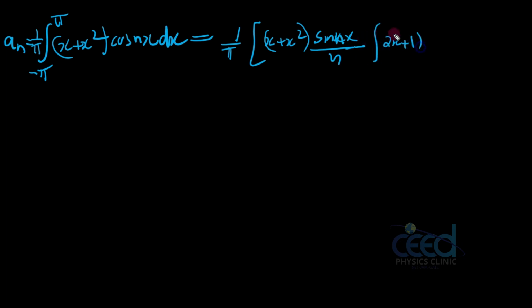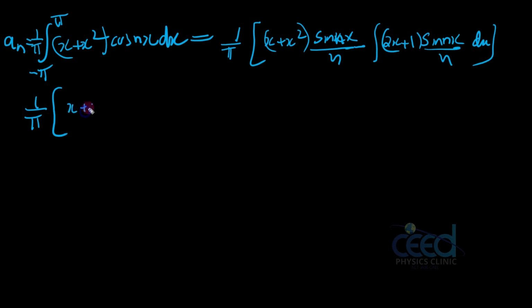So 1 by pi, for an we have a 1 by pi here, right? So 1 by pi into, first function, that is x plus x square, into integral of second, that is sin nx by n, minus differential of first, that is 2x plus 1, into integral of second again, sin nx by n, whole dx.